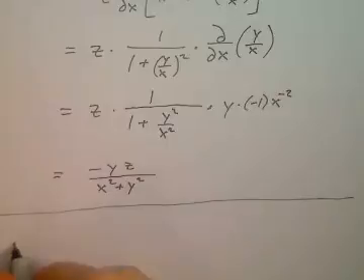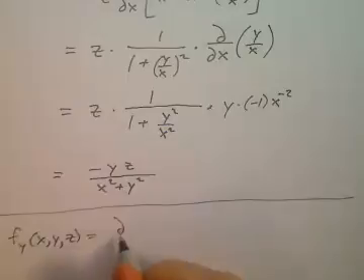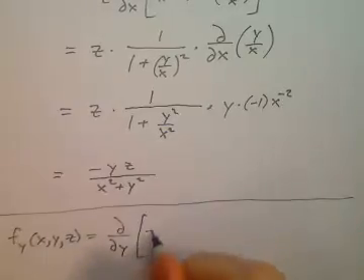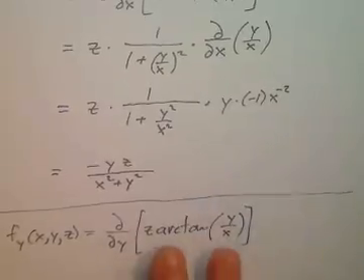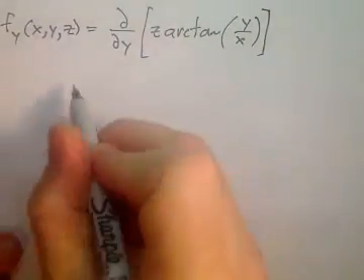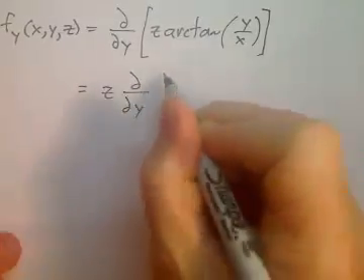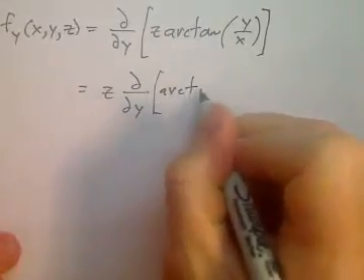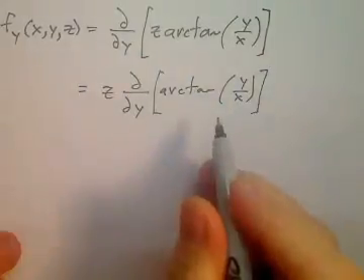The partial with respect to y of f of x, y, z. So the partial with respect to y of z arctangent y over x. And relative to this operation, the z looks like a constant. So I have z times the partial with respect to y of arctangent y over x. And now again we use the chain rule.